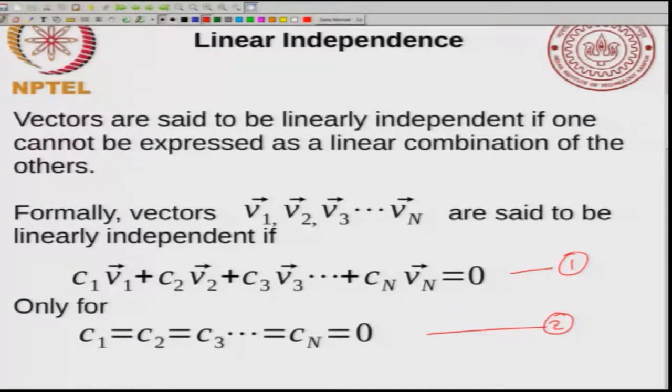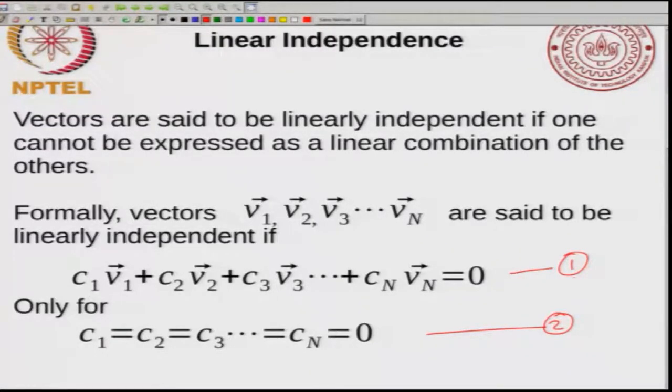So, the second relation implies the first, but if the vectors are linearly independent, then there is no other solution. There is no solution with non-zero c's, with any one or more of these not equal to 0. That is what it means to say that the vectors are linearly independent. Again, the formal way of stating it is that c1 v1 plus c2 v2 plus c3 v3 up to cn vn equal to 0 necessarily implies c1 equal to c2 equal to c3 up to cn equal to 0 if the vectors are linearly independent. If they are linearly dependent, you can have another set of c's where not all of them are 0, which still satisfy the first equation.